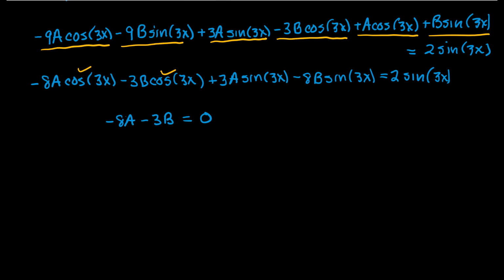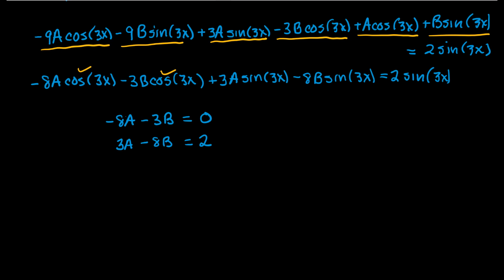The next thing I'm going to do is create a second equation, and it's going to involve all the sine of 3x. Well, I have 3a sine of 3x minus 8b sine of 3x equals 2 times the sine of 3x, which gives me two equations now to work with. Okay, first thing I want to do is check all my signs, make sure that they're correct. Looks good.